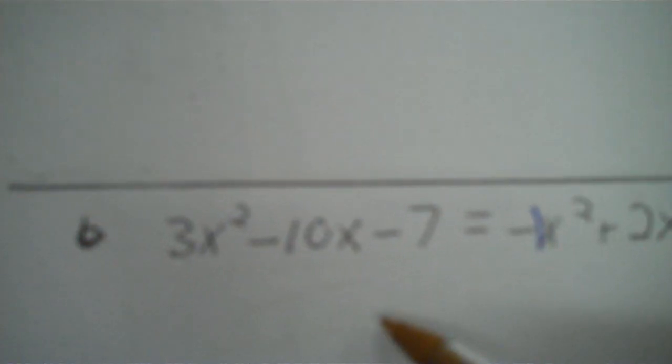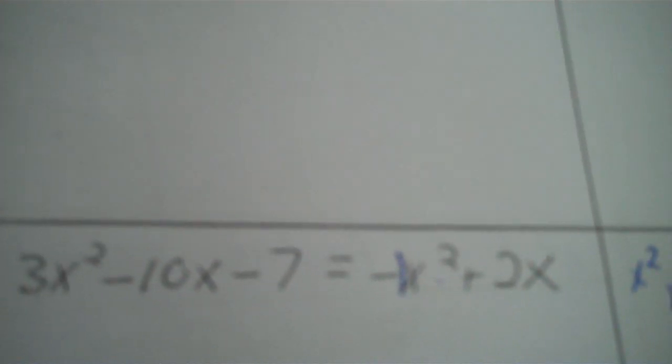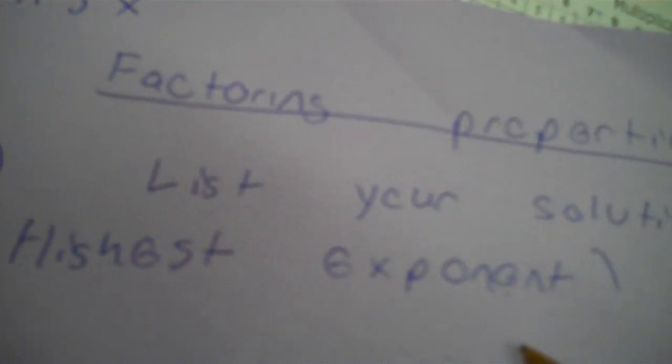Okay, next one. 3x to the second power minus 10x minus 7 equals negative 1x plus 2x. So you have x second, you have x, then you have x second. I already wrote that down, and then x I already wrote down. So it's an x second, x. List your solution set determined by the highest exponent. So it's x to the second.